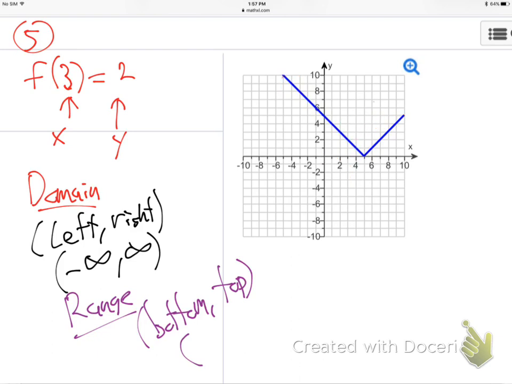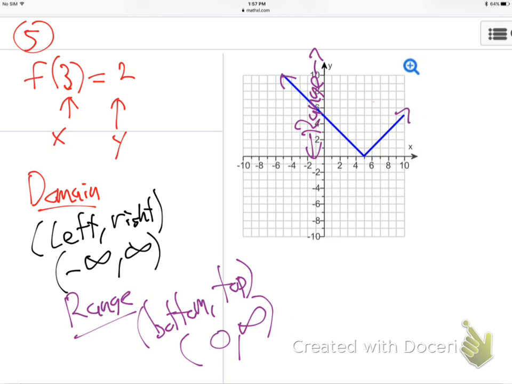We're not thinking left, right. We're thinking up, down, right? So I'm thinking about this axis right here. I'm thinking, how low does it go? How high does it go? Remember, these are arrows, so it goes up forever. That's clear, right? The top is infinity. But what's the bottom? 0.